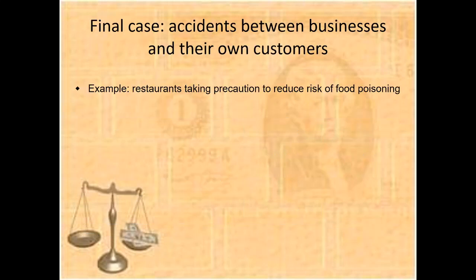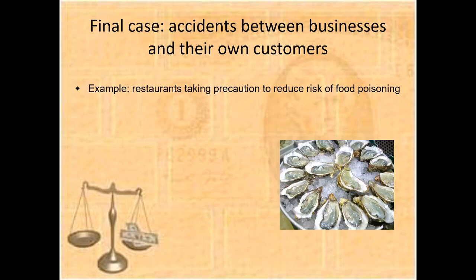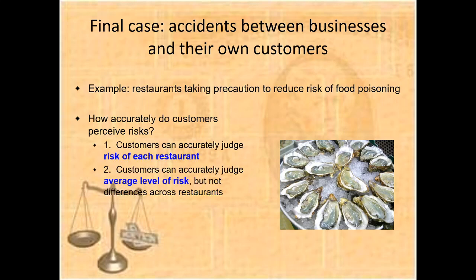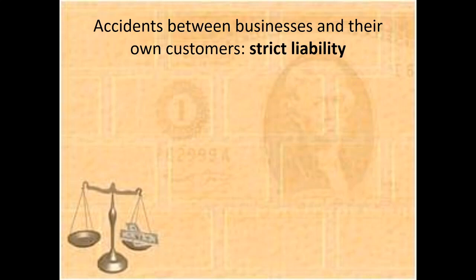So, a final case: an accident between a business and its own customer, such as a restaurant taking precaution to reduce the risk of food poisoning. So, how accurately do customers perceive risk in this case? Normally not. Can customers accurately judge the risk of each restaurant? The customer can accurately judge the average level of risk, but not the difference across restaurants. The customer is ignorant of risk.